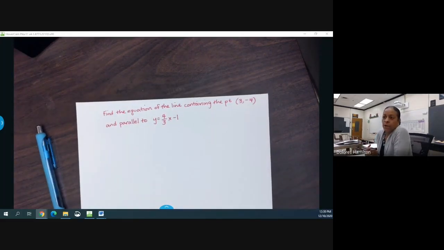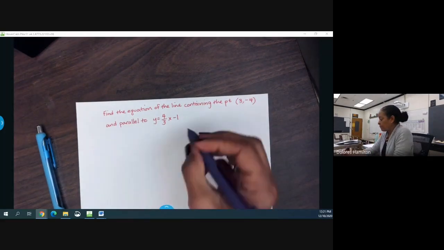In this section, we're going to be asked to find equations of lines that are parallel to certain lines and go through certain points. So let's look at this one. We want to find the equation of the line that goes through the point (3, -4), and is parallel to y equals 4/3 x minus 1.